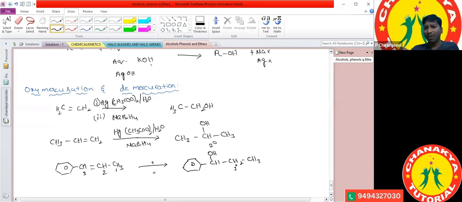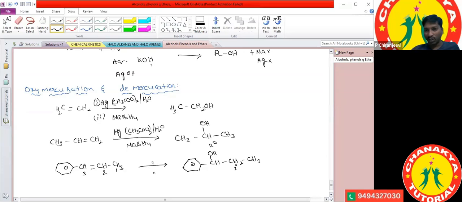First one is addition of water molecule. Second one is hydroboration oxidation reaction. Hydroboration oxidation reaction follows the anti-Markovnikov rule. And in the oxymercuration demercuration reaction, it follows the Markovnikov rule. Now you got the clarity.